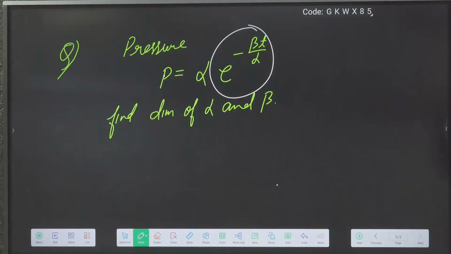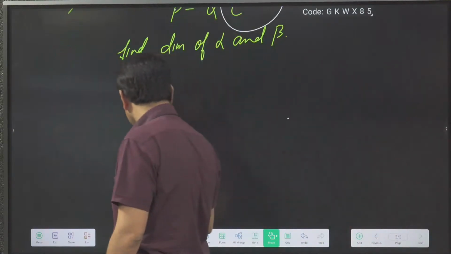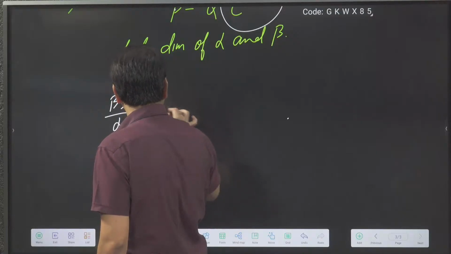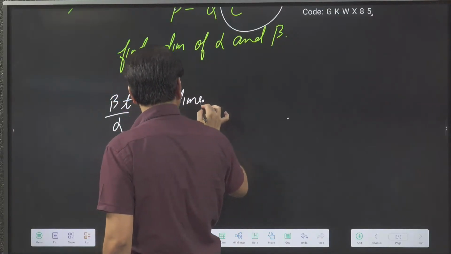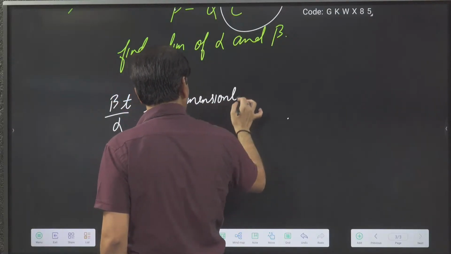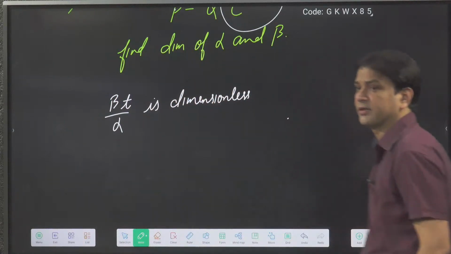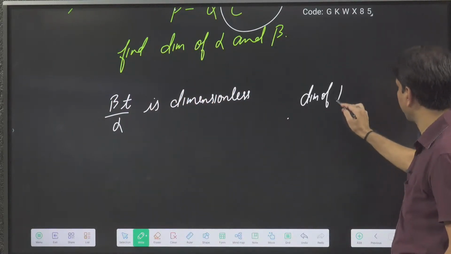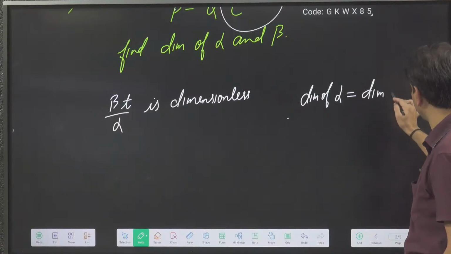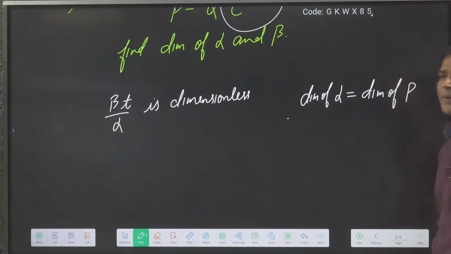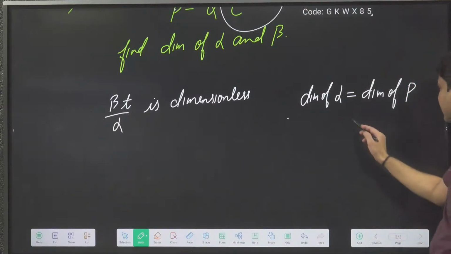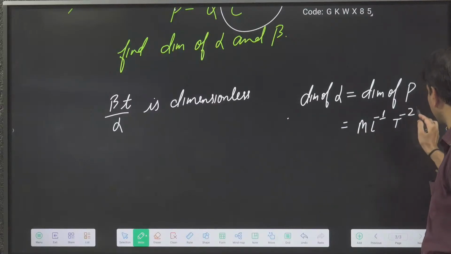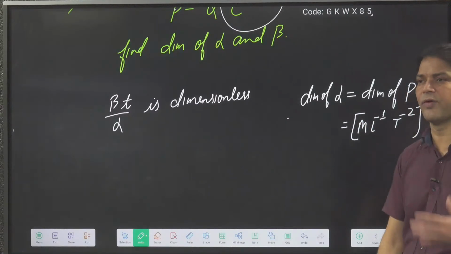So beta T by alpha is dimensionless, and second, dimension of alpha is equal to dimension of pressure. Now pressure dimension we know is M L minus 1 T minus 2. So the dimension of alpha you got.